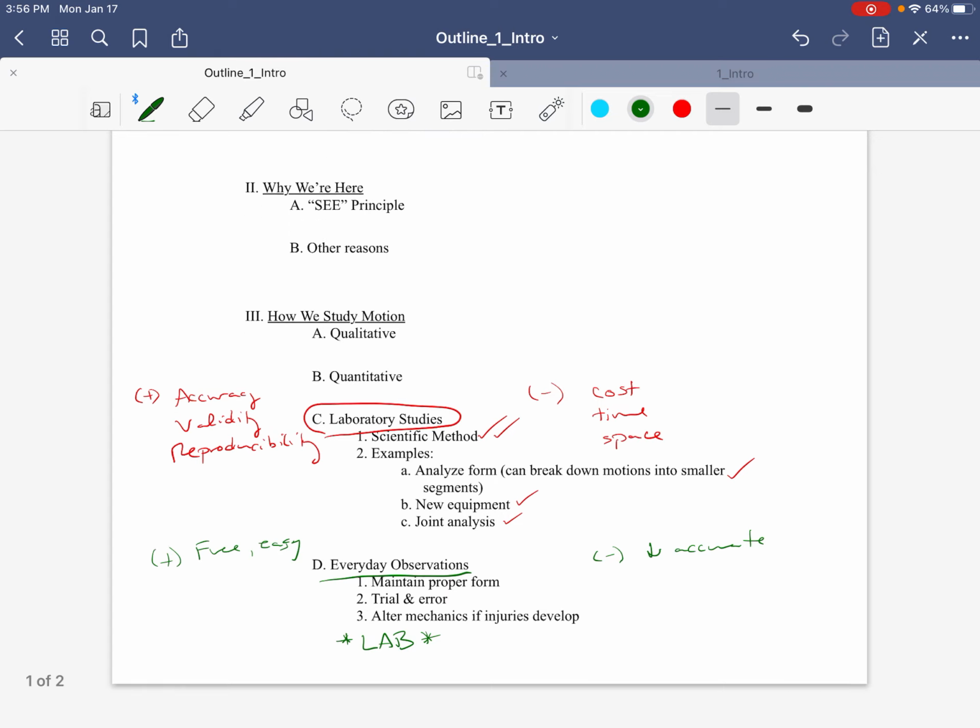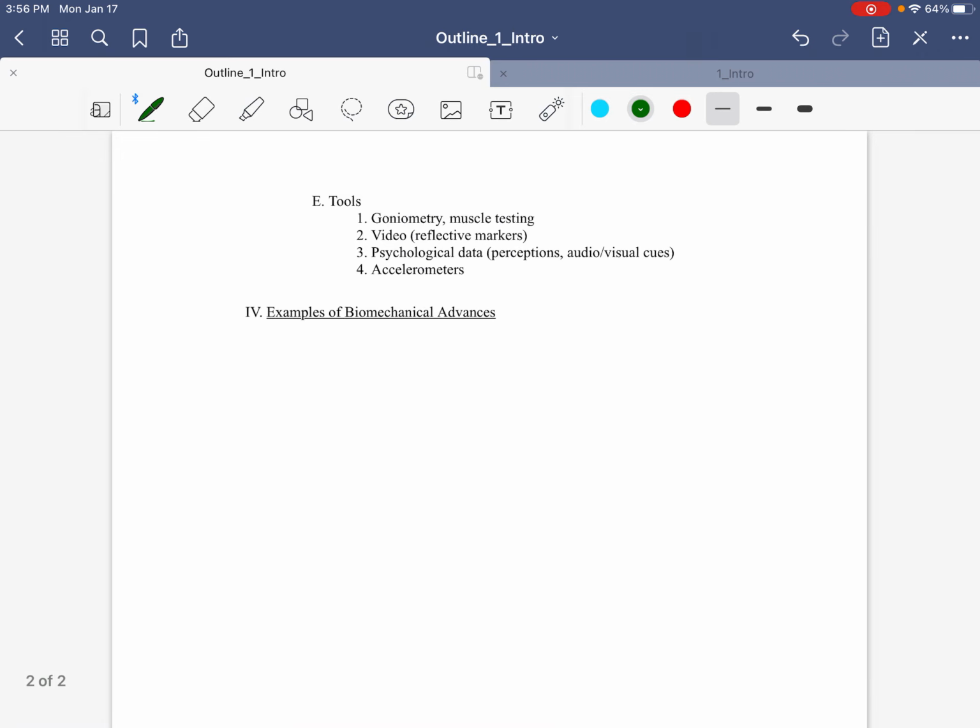Okay. Page 2 of the notes here. Usually when you're doing some kind of laboratory study or even an everyday observation, we will use some tools. You don't need to know all these tools. We're going to be using some of these in lab, like goniometers and our manual muscle tester. Not only are tools used for measurement of quantitative data on the person's movement, but we can also get some data from the person, some psychological data from them. All sorts of fun stuff.